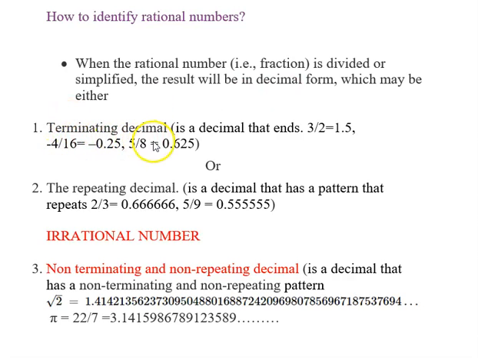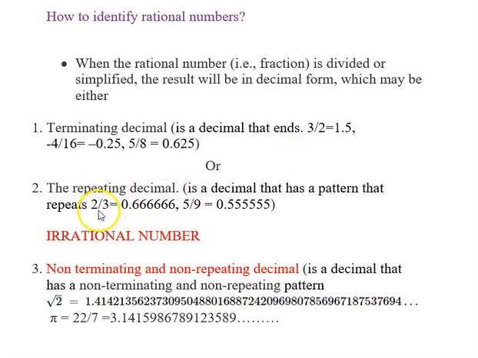The first type is terminating decimal. If you consider an example, 3 divided by 2, the decimal result is 1.5, that is, the decimal result ends. So you will call this a terminating decimal. Next, if you take negative 4 divided by 16, then the decimal result will be negative 0.25. Here the decimal ends, so it's a terminating decimal. Suppose it's 5 by 8, then the result is 0.625. Here also the decimal ends, so it is a terminating decimal. So any fraction that gives a terminating decimal result, you can say that fraction is a rational number.